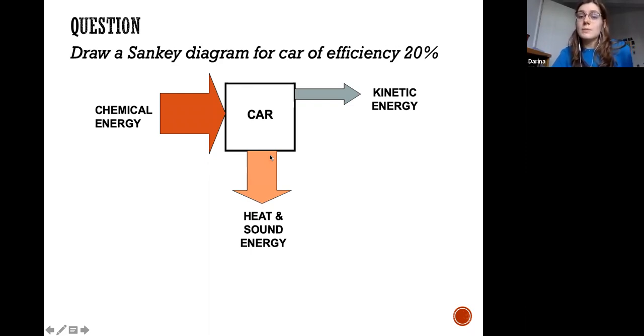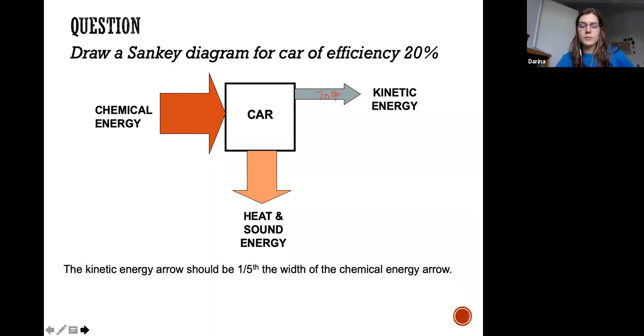So it's only 20% efficient. That's why our kinetic energy arrow is so short. That's because it is only 20%. So this isn't a very efficient car, whereas most of it goes into heat and sound energy. So again, if you're ever asked in an exam to draw it out, you should be very careful that the kinetic energy arrow would be 1/5 the width of the chemical energy one.